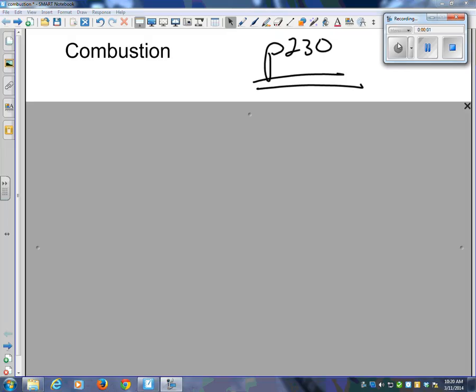Okay, so we are on page 230. You'll notice on page 230 there is a picture of a candle with a match. I have a candle and a lighter, and I also have a glass. And you can probably imagine what I'm going to do with the glass. But we're going to have a little demonstration here, and I hope to try to do some high-speed photography here.